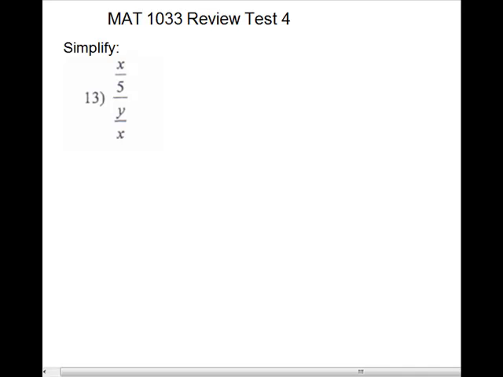Review for test 4. This is the third part. We are looking at complex fractions. Our first one is a simple one that we could just write across as a division. So we could look at it that way. And it's because there's only one simple fraction in each one.